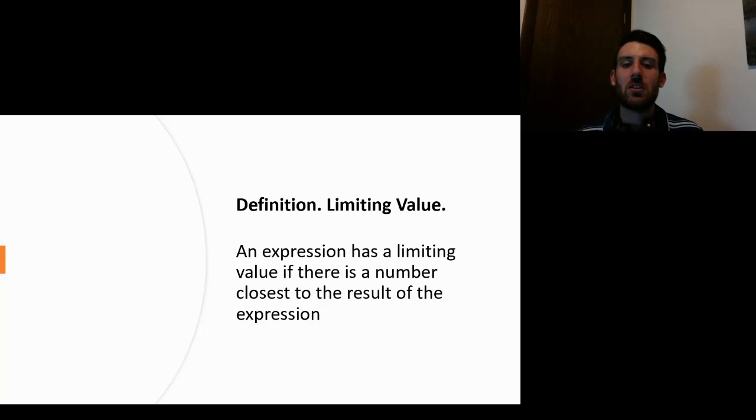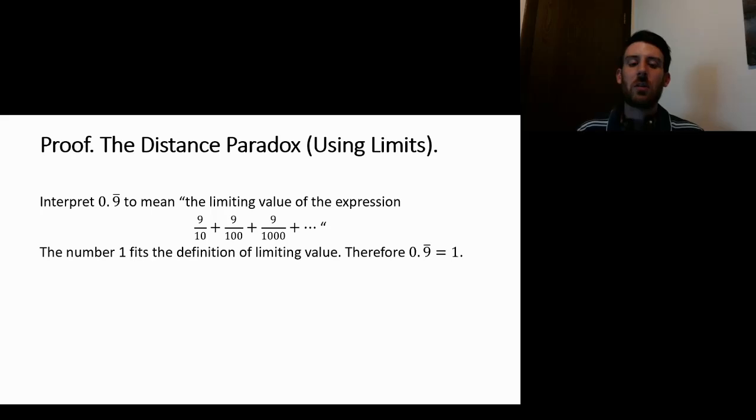Now, let us see how we might use the logic of limiting values to solve a distance paradox or a parallel problem like the 0.9 repeating. If you interpret the 0.9 bar notation, or the 0.9 repeating, to mean find the limiting value of the expression 9/10 plus 9/100 plus 9/1000, etc., then the number 1 fits the definition of limiting value. Therefore, 0.9 repeating is equal to 1. We can see this is a lot easier of a proof than it was using infinitesimals. With the help of limiting values, we're now able to address a number of different concepts, in fact, all with the same versatile tool, all while remaining in the realm of the real numbers.